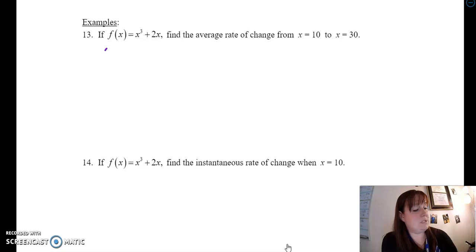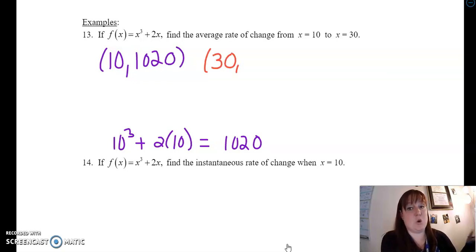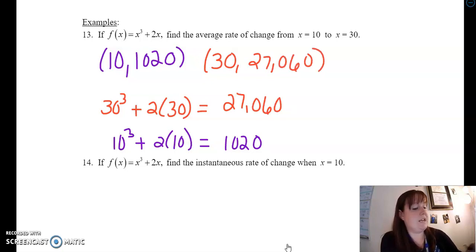Well, let's see. When x equals 10, what does y equal? So that would be 10 cubed. Oh man, that was ugly. 10 cubed plus 2 times 10. So that equals 1020. So when x equals 10, y equals 1020. Now what happens when x equals 30? I need this second point to find the slope in between the 2 points, right? So when x equals 30, I have 30 cubed plus 2 times 30, because I just plug in 30 for x, and I get 27,060.